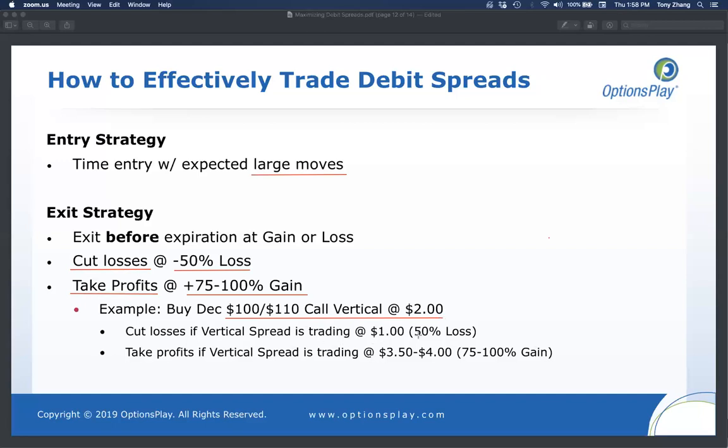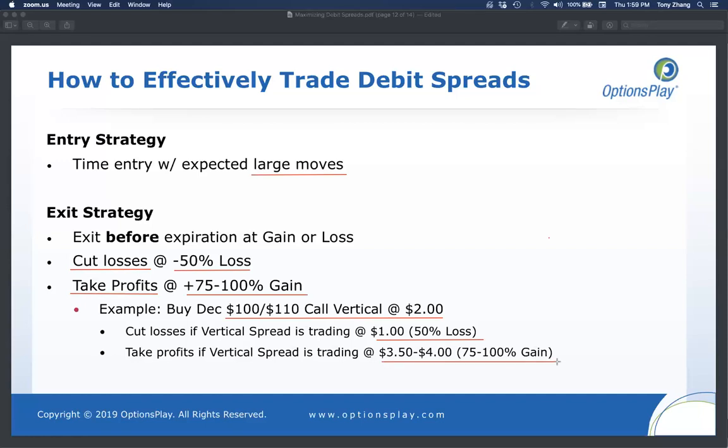So you can think about a debit spread as just like buying a stock. You know, you pay $2 for that stock. If it goes down to $1 and you lost 50%, it's time to cut your losses and get out. On the same token, if that $2 stock that you bought goes up to $3.50 or $4 and you've made your 75 to 100% gain, it's time to get out of that trade. So you can ask yourself, have I made a 50% loss or reached a 75% to 100% gain? If you have, then it's time to either cut losses or take profits on that individual trade.